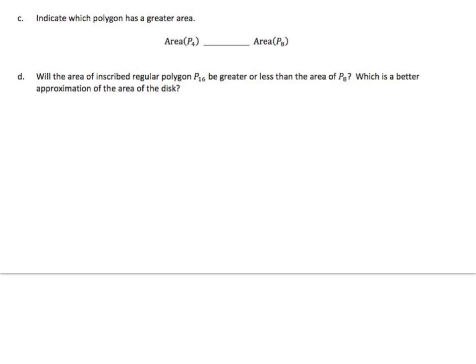Okay, so which polygon has the greater area? The polygon with 4 sides or the polygon with 8 sides? Now we're talking about the square versus the octagon. Which one has the biggest area? I would have to say the octagon is going to have more area than the square. Will the area of inscribed regular polygon P16 be greater or less than the area of P8? So we have a polygon with 8 sides and a polygon with 16 sides. Which one's going to have the greater area? The one with 16 sides.